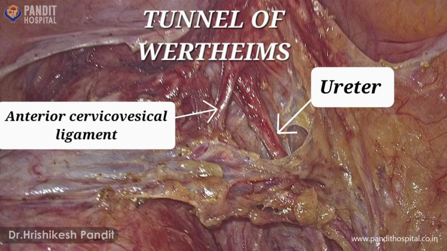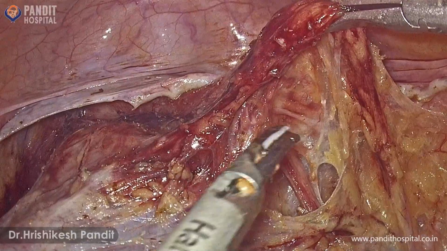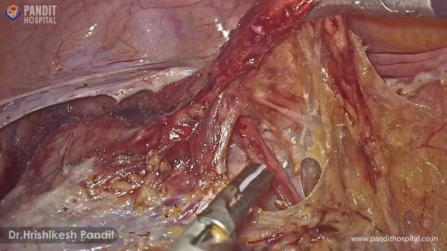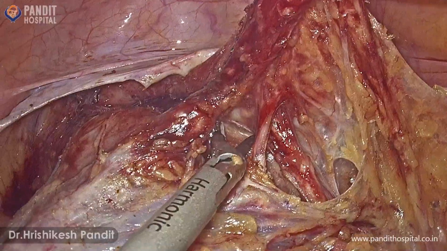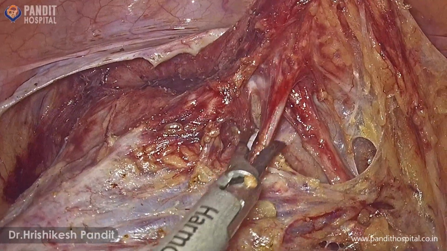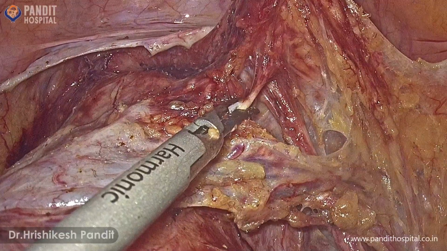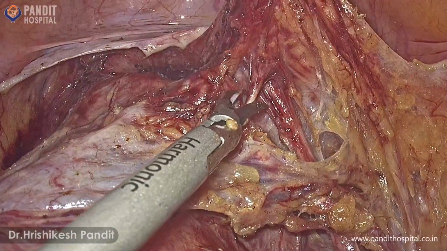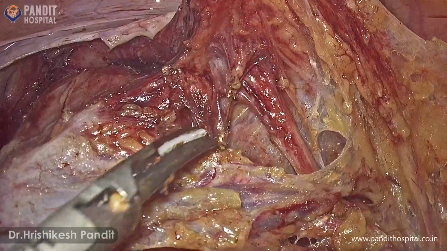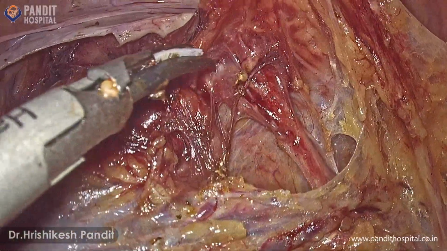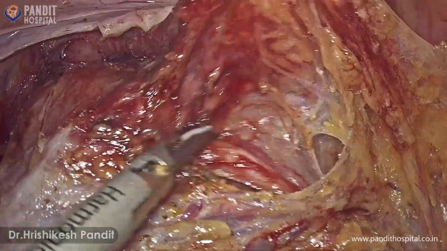Here we can see the tunnel of Wertheim, or the ureteric tunnel, which is formed by the anterior and posterior cervicovesical ligament, which carries veins with it. We are coagulating and cutting the anterior cervicovesical ligament, thereby deroofing the ureteric tunnel. Now we can see the ureter finally entering into the bladder.